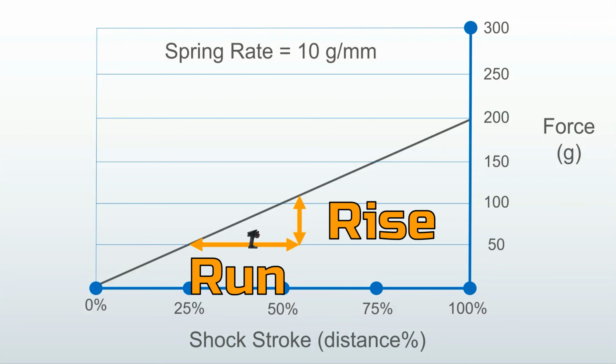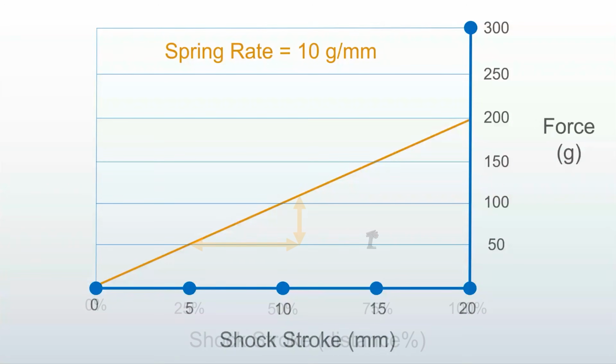You might remember this from junior high algebra. So let's look at this hypothetical spring. And note that this is with 0 preload. The rise is 200, and the run is 20 millimeters. Do the math, that equals 10 grams per millimeter.